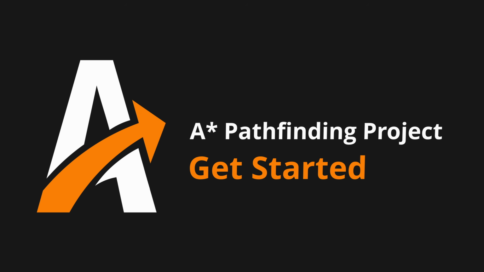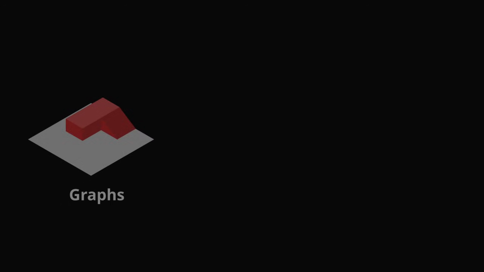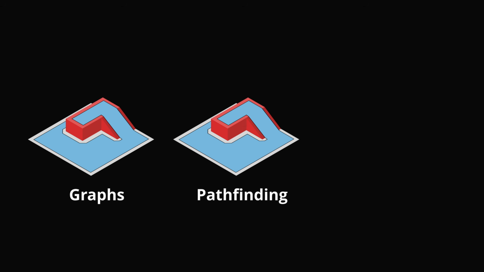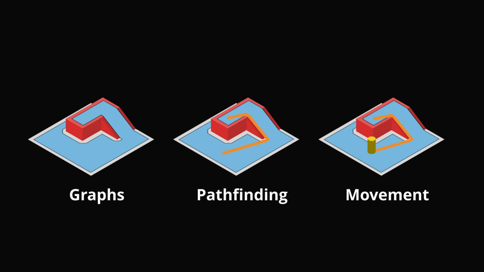Welcome to the Get Started tutorial for the A* Pathfinding Project. This package focuses on 3 things it can do for your game. It allows you to generate a nav mesh from your game world. It can plan paths for how to get from one point in the world to another point. And finally, it has included movement scripts to allow agents to follow those paths.